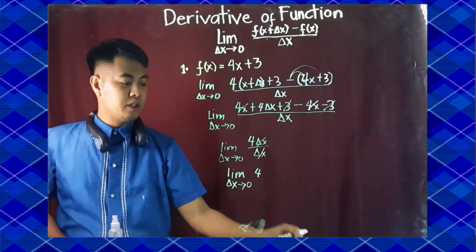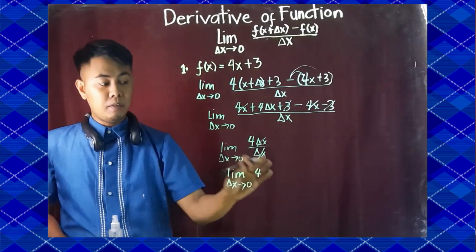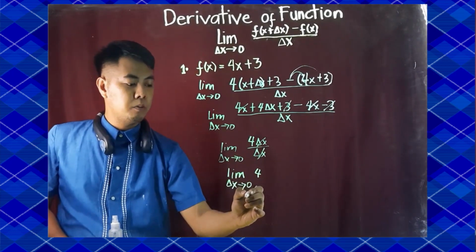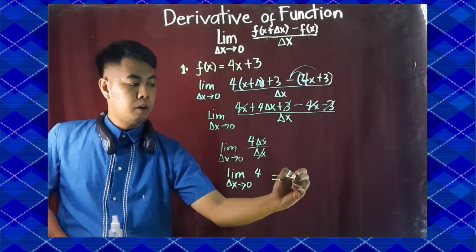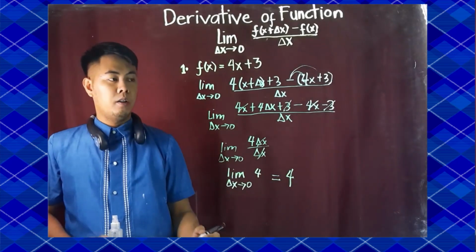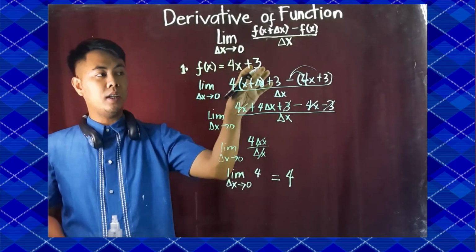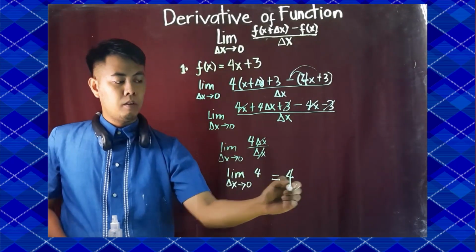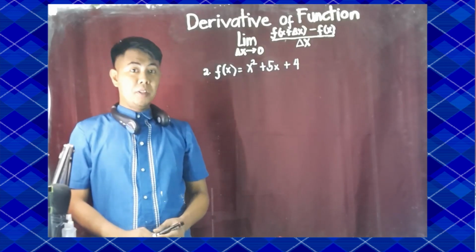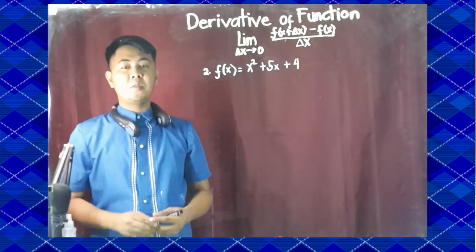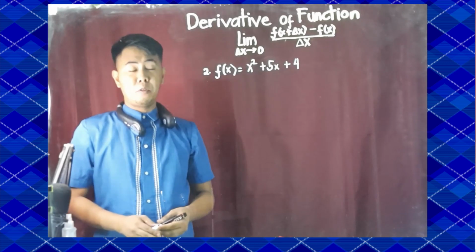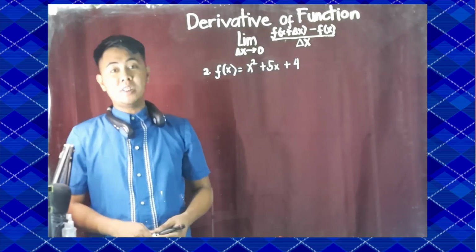So the limit of a constant, okay? So the limit of a constant is equal to the constant, which is 4. Okay? So the derivative of f of x equal to 4x plus 3 is 4. Example number 2. F of x is equal to x squared plus 5x plus 4. So what is the derivative of this function?